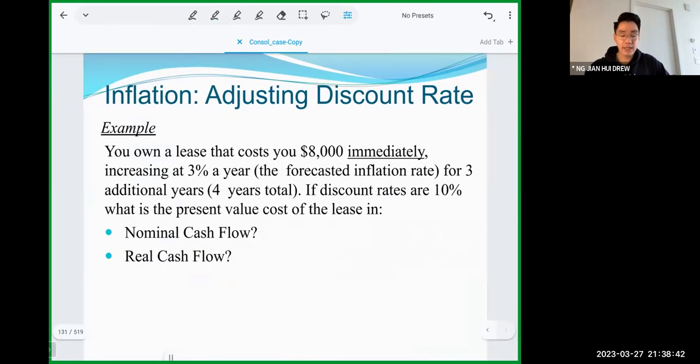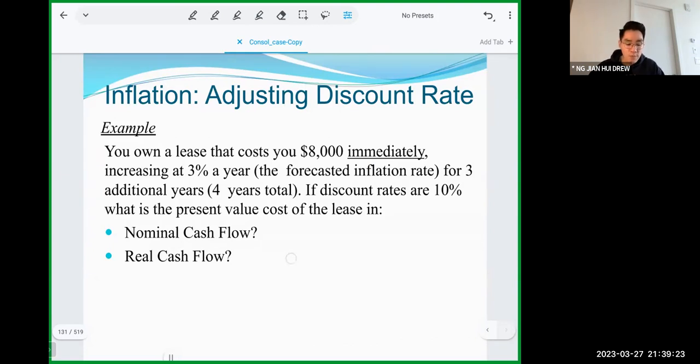So we have an example here to help you distinguish where and how real and nominal cash flow come about. You own a lease that costs you 8K immediately, increasing 3% per year based on the forecast inflation for 3 additional years, so a total of 4 years. Now, if the discount rate is 10%, what is the present value of your lease based on nominal cash flow? And the second part is based on real cash flow.